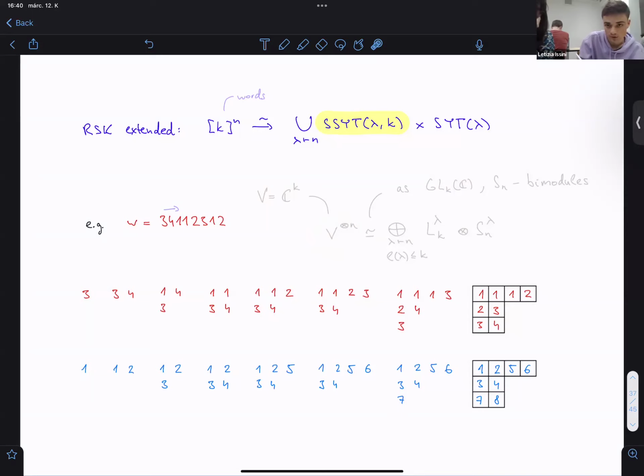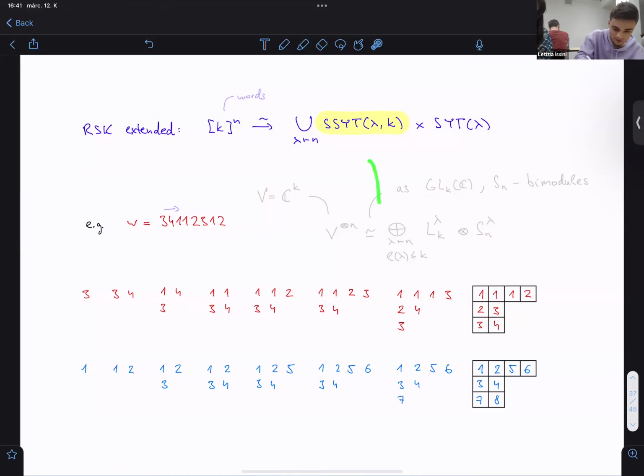And these actions commute, so this endows the n-fold tensor product of V with a GL_k(C)-S_n bimodule structure. And Schur-Weyl duality, which is one of the cornerstones of, I guess, combinatorial representation theory, states that this, as a bimodule, decomposes as a direct sum of tensor products, where the L's are irreducible representations of GL_k(C), so GL_k(C) modules, and the S's are irreducible representations of S_n as before.